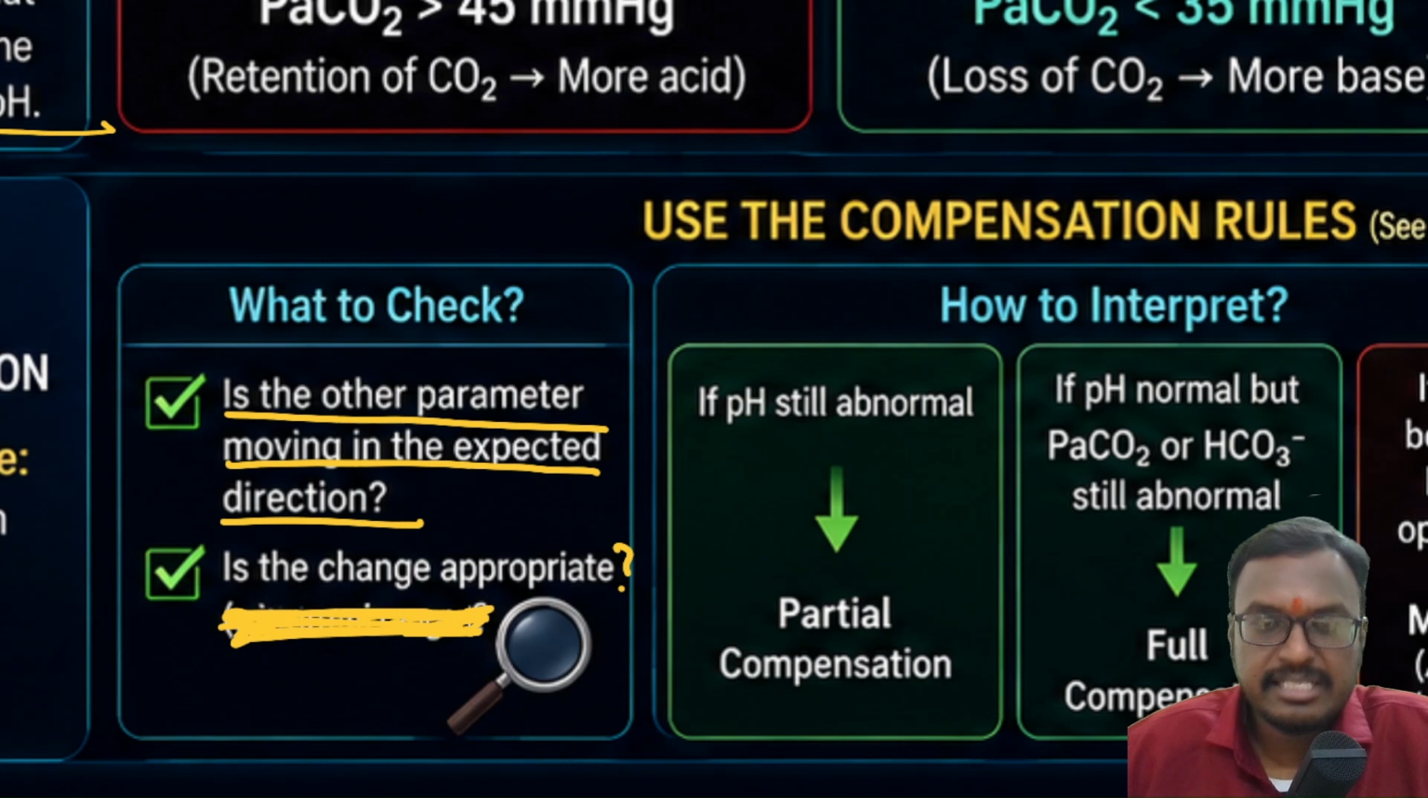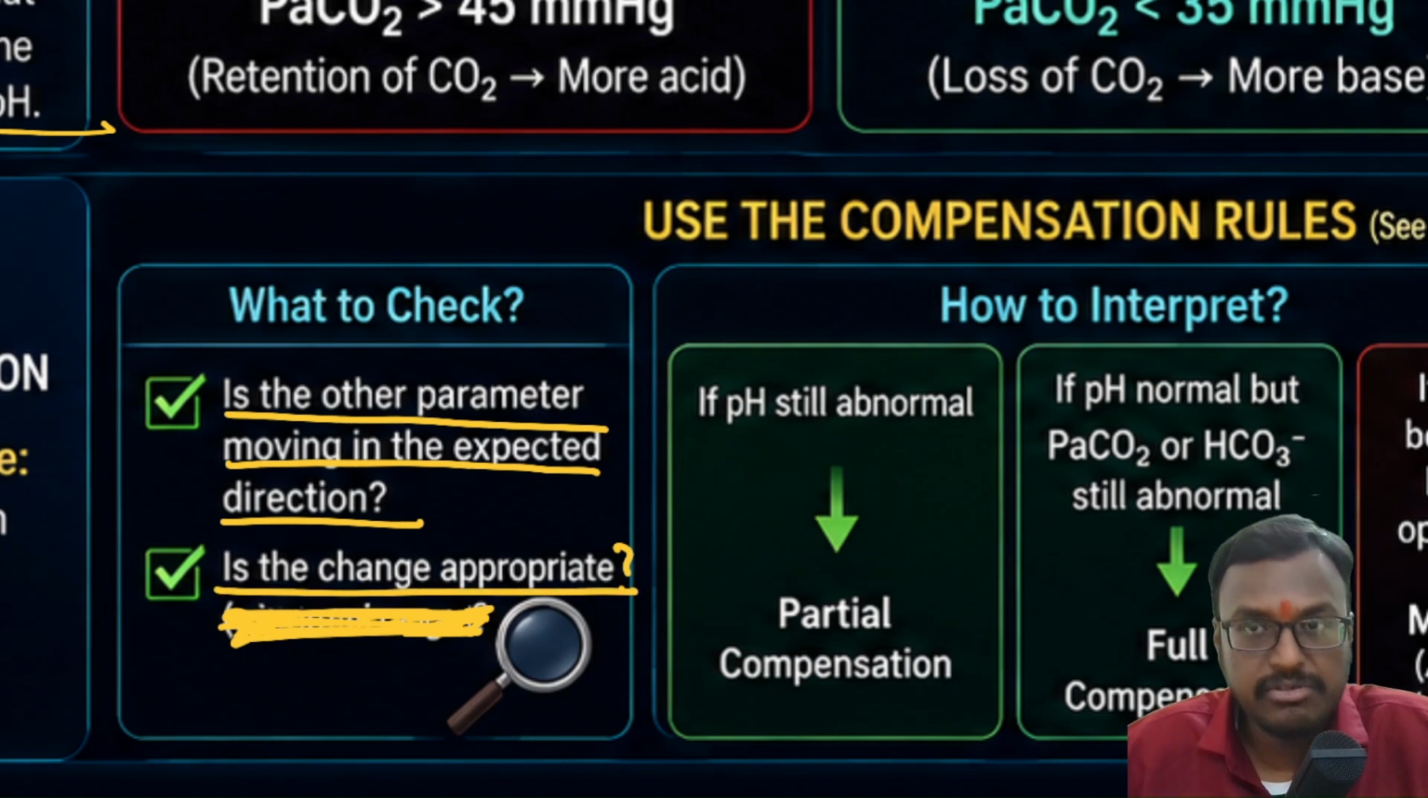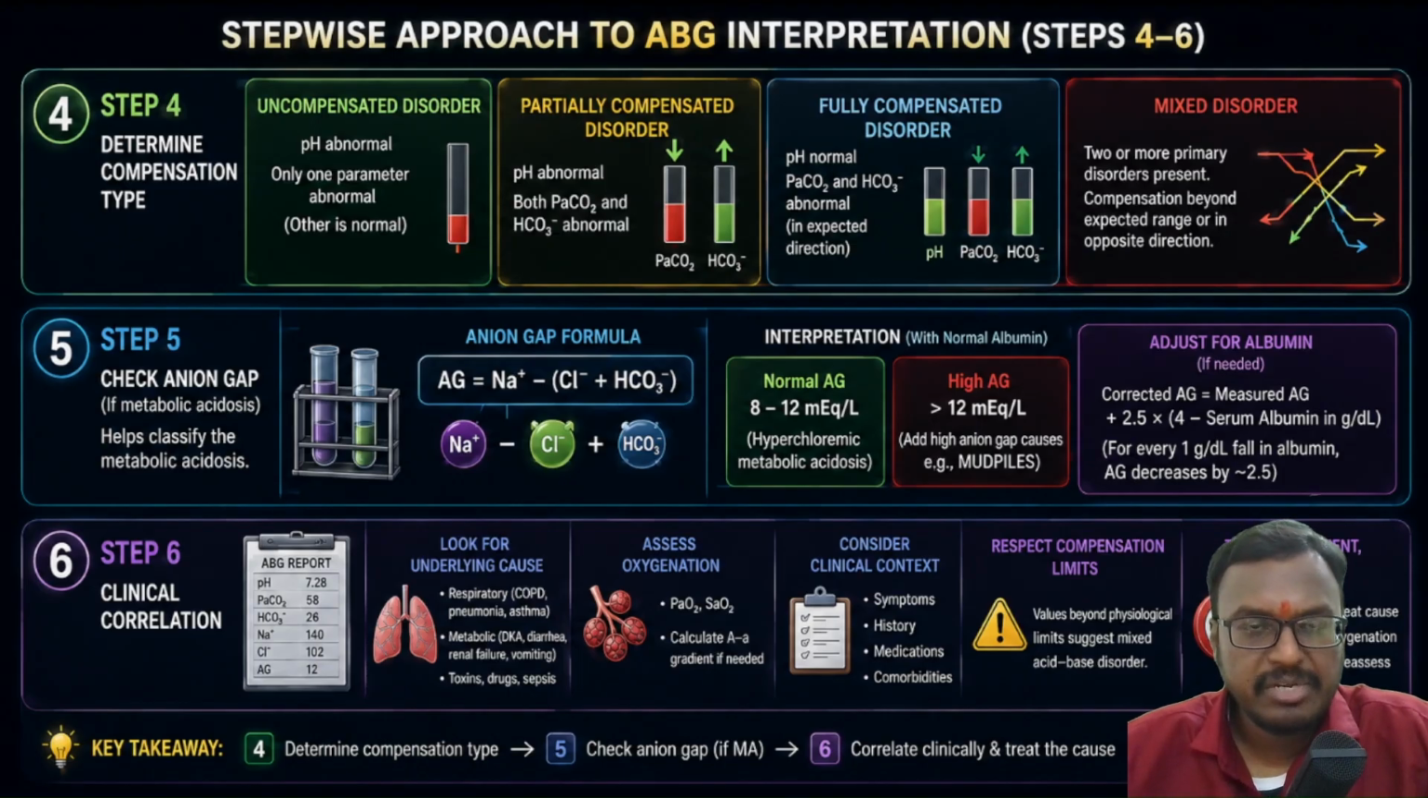The second thing is, is the compensation change appropriate according to the physiological rules? If the compensation is too little or too much or moving in the opposite direction, then you should suspect a mixed acid-base disorder. So to summarize, till now we have completed 3 steps. The first one is checking the pH. The second one is identifying the primary disorder. And the third one is to check whether the compensation is happening or not.